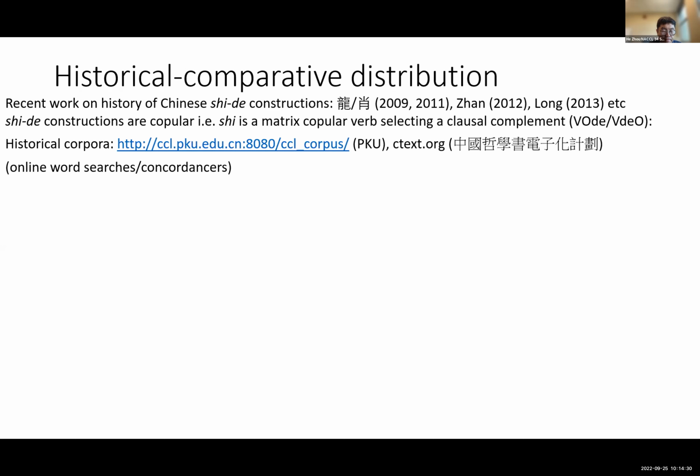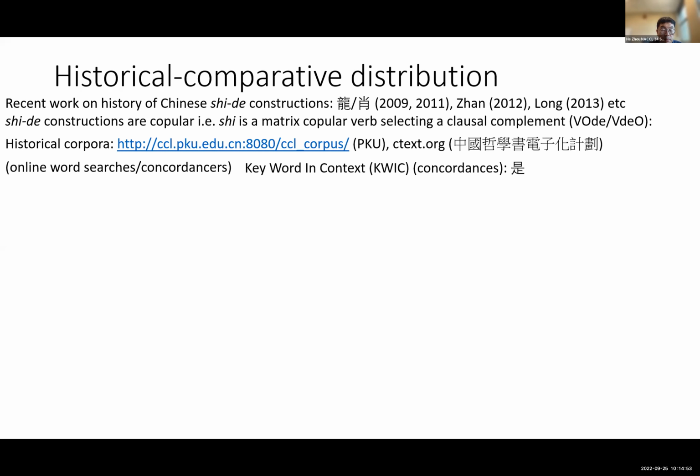It's for historical corpora. I've used the famous PKU historical corpus of Chinese, as well as the CTEX. Both are very, very good. They have online word searches and concordances, so we can do online concordances, which is quite convenient.